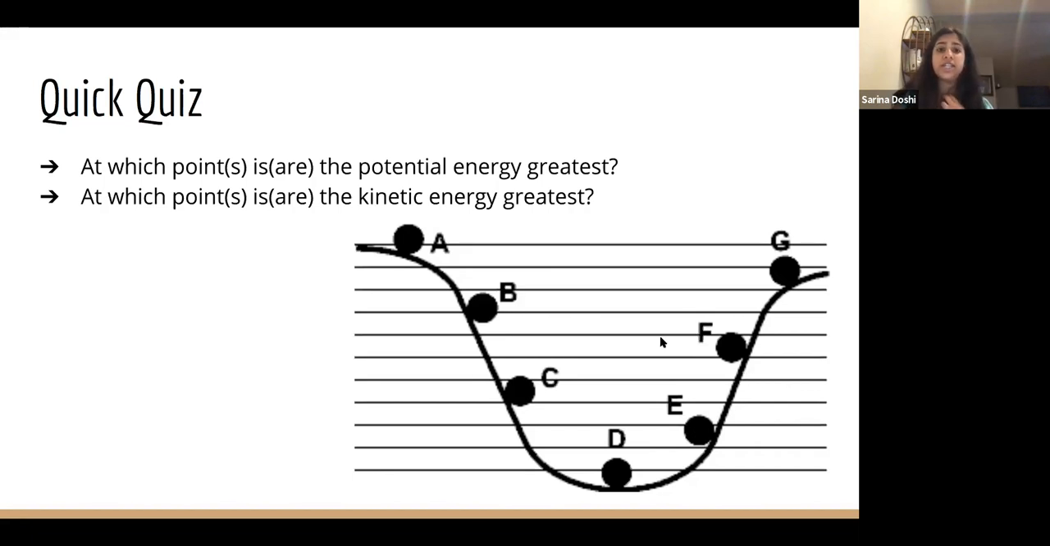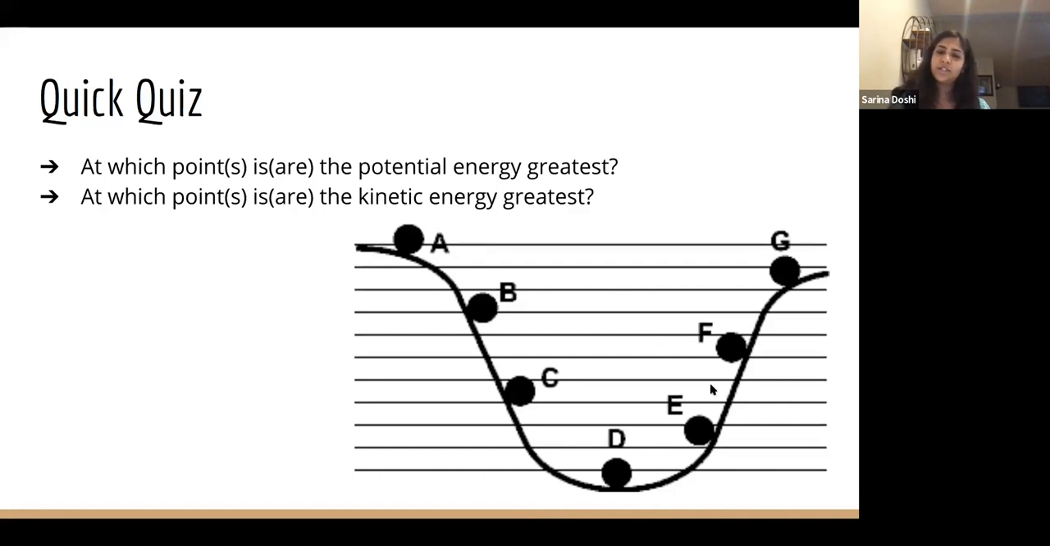However, what's changing is the kinetic and potential energies. So at point A, there is the most potential energy, but there's no kinetic energy because it's not moving yet. As soon as it starts moving, its potential energy decreases as it's going back towards the Earth, but its kinetic energy increases. And then it hits the very bottom where there's no potential energy because it's all the way at the Earth. However, there's all the kinetic energy. And then as it goes back up, it does the opposite.